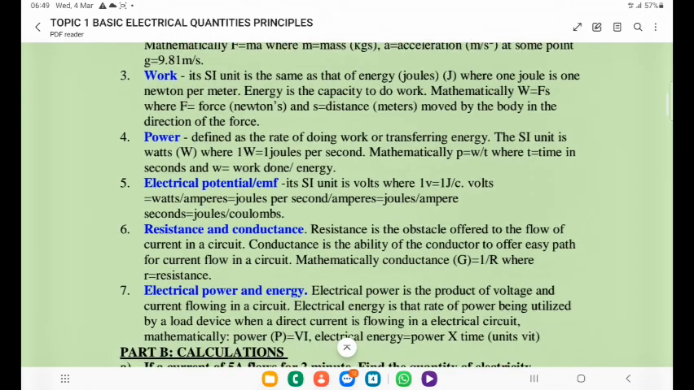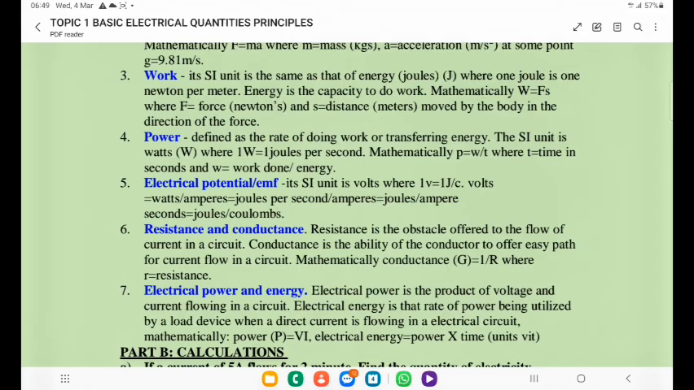Then power we defined as the rate of doing work or transferring energy. So our unit for power is joules. And mathematically, we can represent power when given the work done and time, that is work done all over time. Then we have electrical EMF, that is in volts.